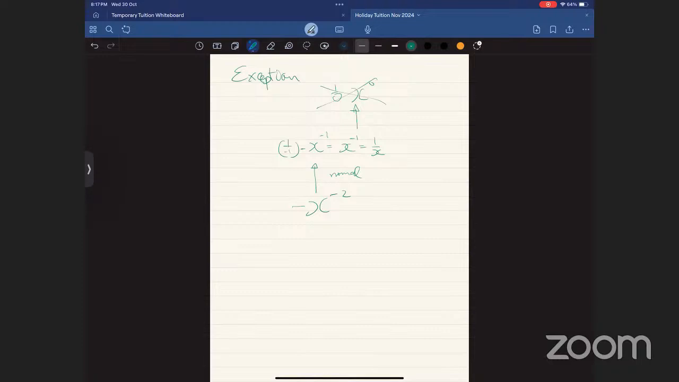Is it a minus? I'm so sorry. You said bracket 1 over minus 1, bracket minus x to the power of minus 1. Yeah, correct. And in total, everything becomes plus.